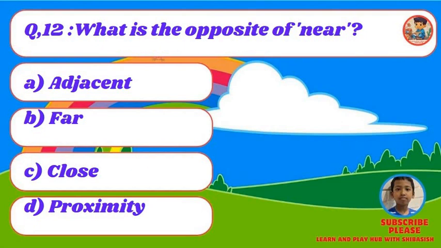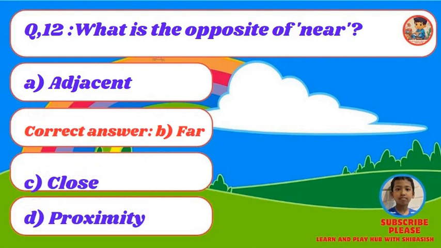Question 12. What is the opposite of near? Option A, adjacent. Option B, far. Option C, close. Option D, proximity. The correct answer is option B, far.